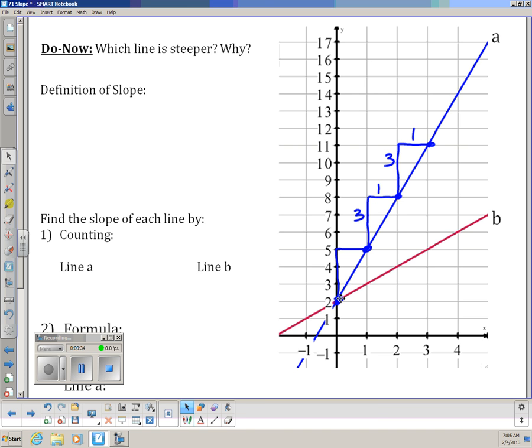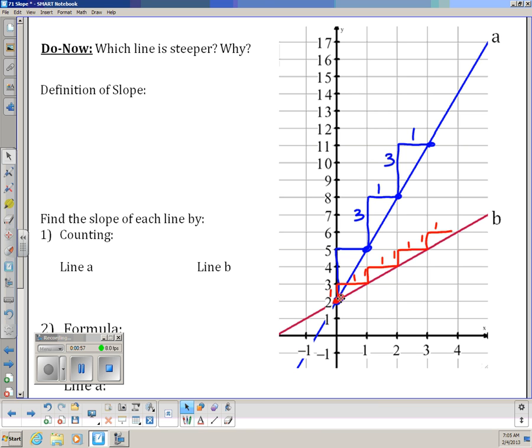Whereas on the red line, if I started at this point, I would only go up 1 unit and over 1, up 1 unit and over 1, and so on. And it's because I'm going up less that the red line is less steep than the blue line.